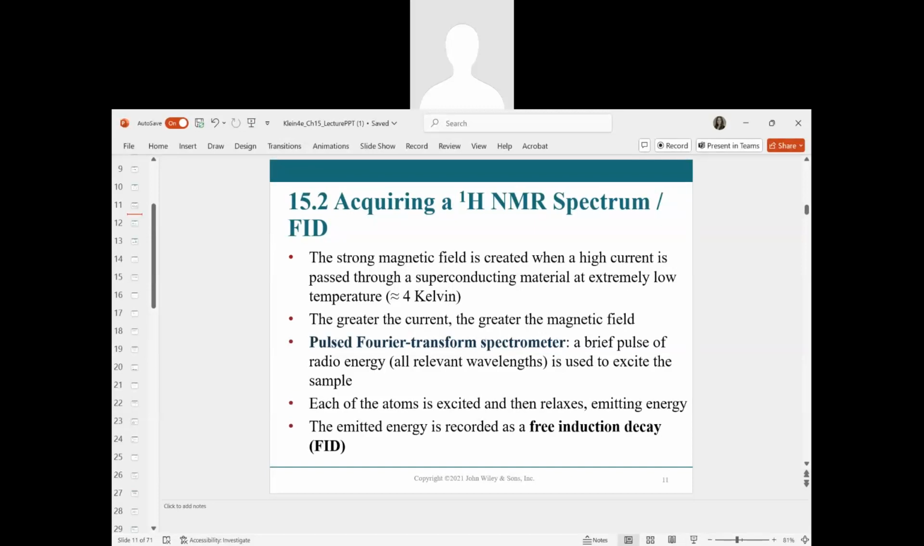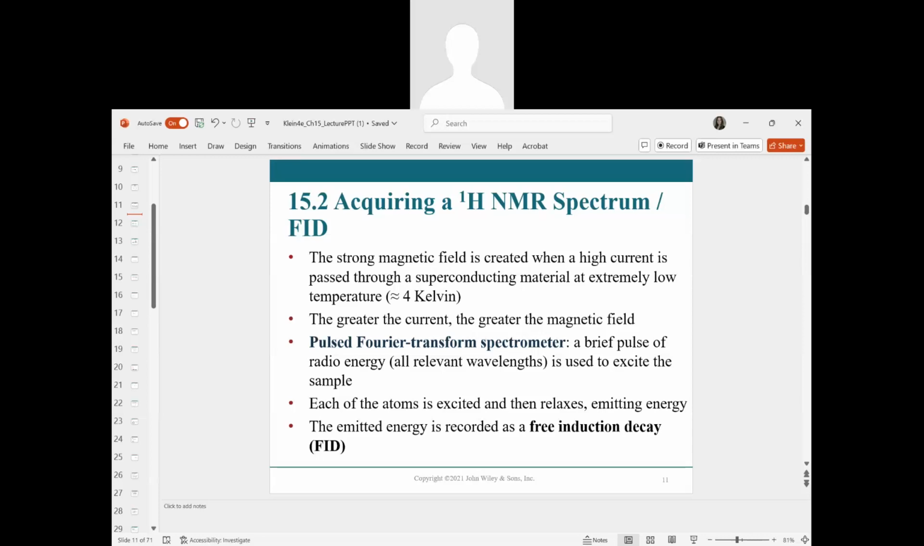So again, we create this strong magnetic field, and this is generally done utilizing a high current being passed through a very low temperature. So you can see here approximately 4 Kelvin. So generally they need cooling gases and a variety of expensive equipment to keep this type of magnetic field generated.